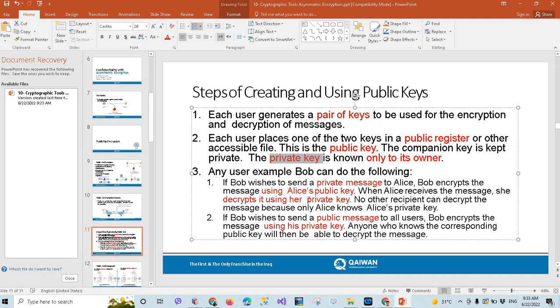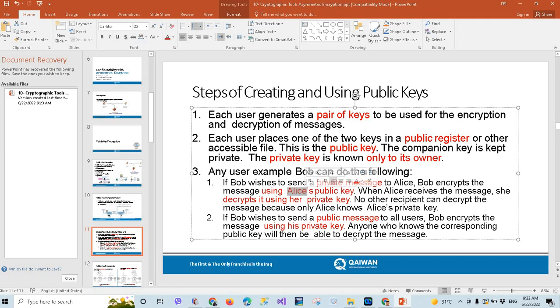Any user, for example Bob, can do the following. For example, we have a user called Bob. If Bob wishes to send a private message to Alice, Bob encrypts the message using Alice's public key. Alice is the receiver. Bob has to know the public key of Alice, not her private key.